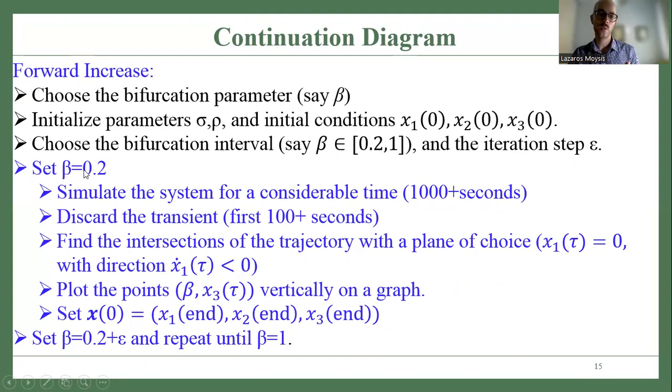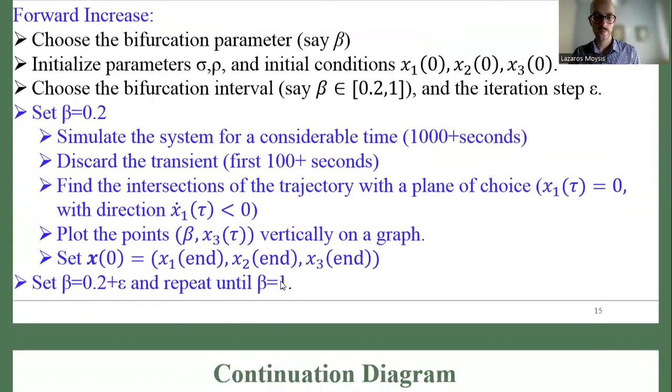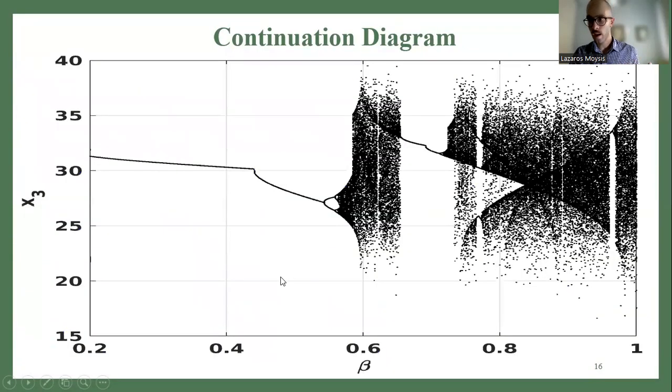Meaning that I start from 0.2 and I increase the parameter little by little until I reach the parameter beta equals 1. Okay. So this is called a forward continuation diagram. I'm increasing the parameter, and I'm reinitializing the initial conditions each time. And I obtain this graph. This is exactly as I showed you in our previous video.